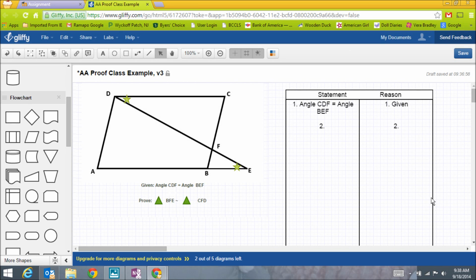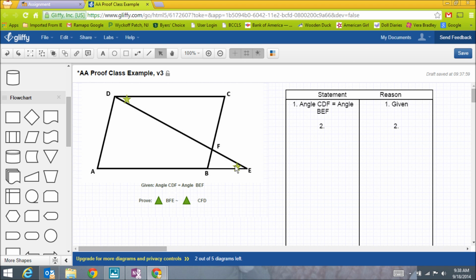Let's continue with our proof of similar triangles. We've already shown using the given information that we had one pair of congruent angles. By that theorem, AA, or the angle-angle theorem, we only need to show two pairs of congruent angles to show that the two triangles are similar.